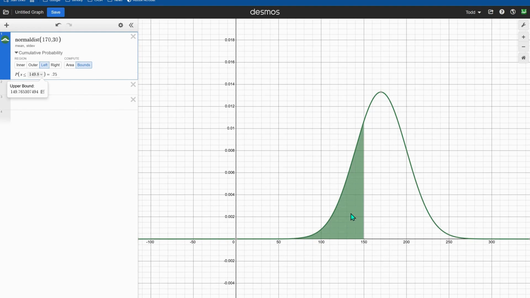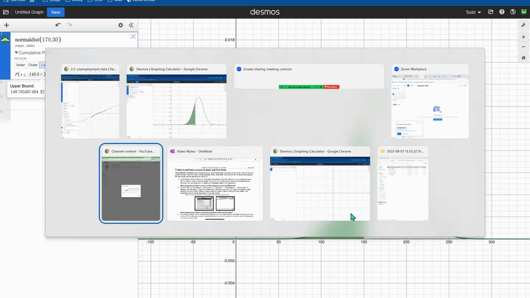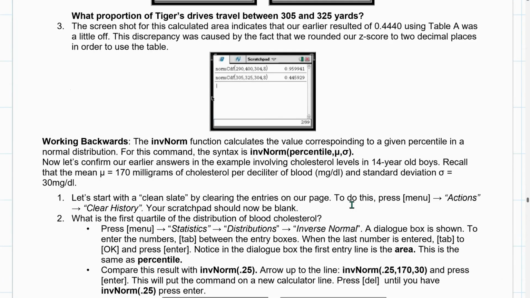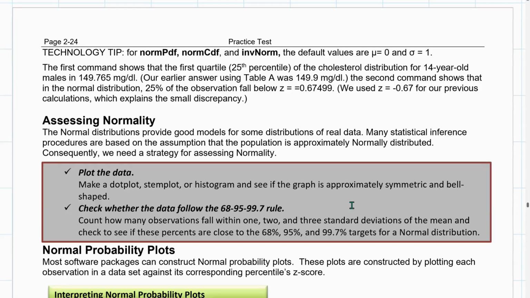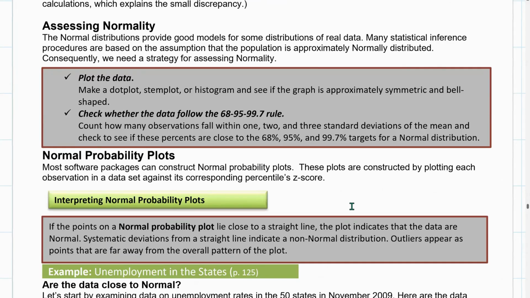Now, the last thing that's in this section is about assessing normality. In our notes, we have some ideas about assessing normality, meaning we have a data set, we have great data tools for normal distributions, but we're not allowed to use them unless the distribution is normal, and not every distribution of a quantitative variable is normal. How can we tell whether the data set is normal or not?